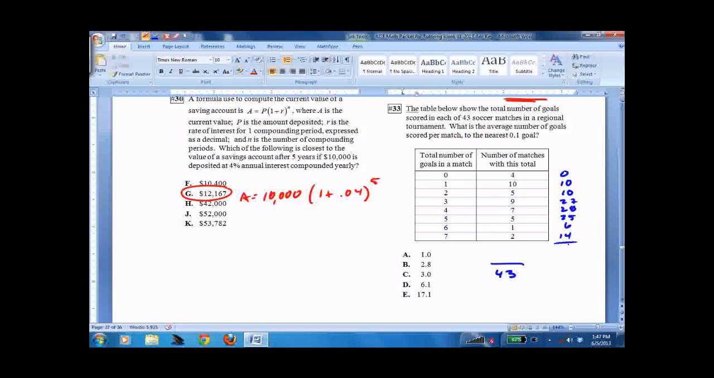And there is no good way to do this. You have to add them up. And you have to be careful. Make sure you put them into your calculator right. I get 120. I divide by 43. I get 2.8. Sounds about right for a soccer match. Done.